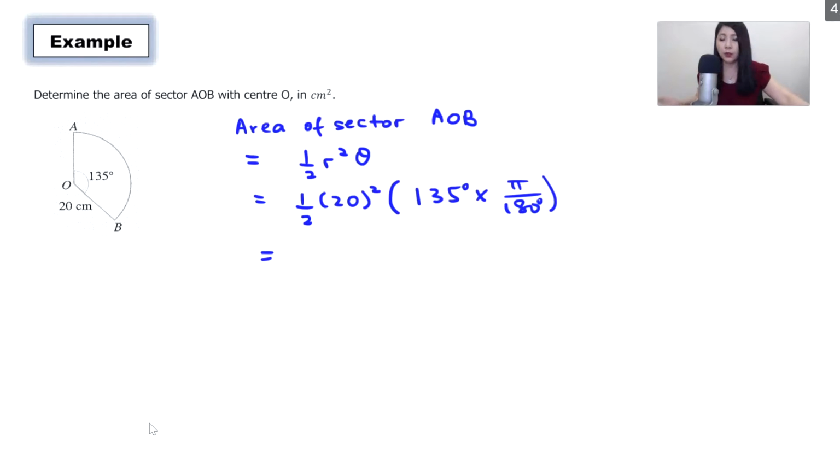So let's calculate this with the calculator. 135 times 3.142 divided by 180. After that, we times 20 squared, and then we divide by 2. So we get the answer 471.3, and the unit is cm squared. So that's the answer.